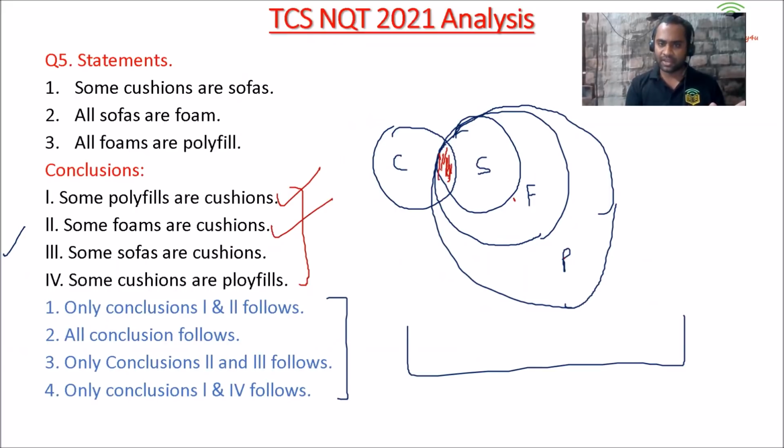Some sofas are cushions. Yes, sofas and cushions are also sharing. Some cushions are polyfills. Yes, so that is also said. That means all conclusions follow.